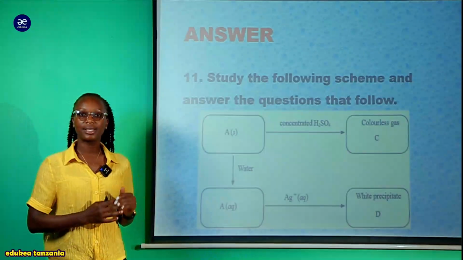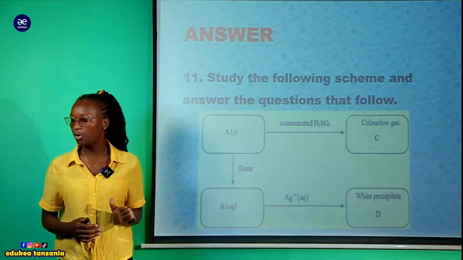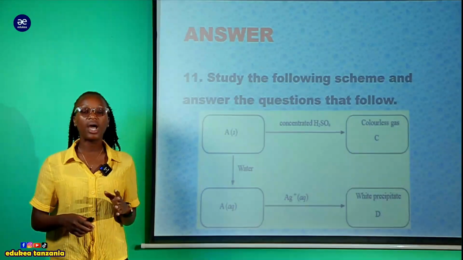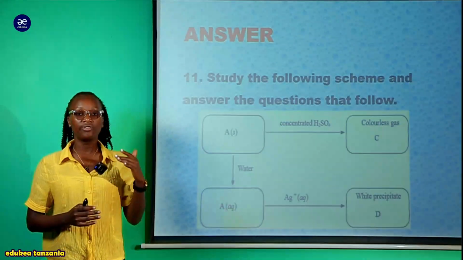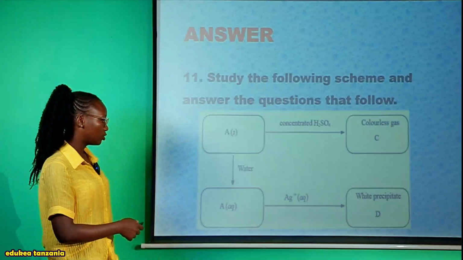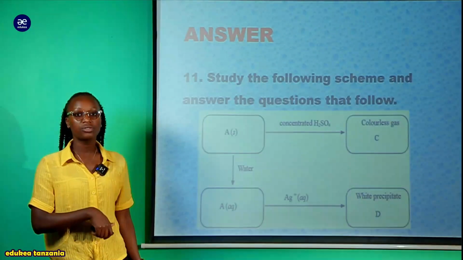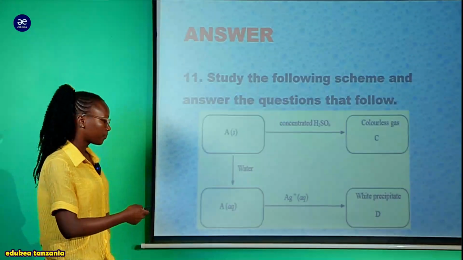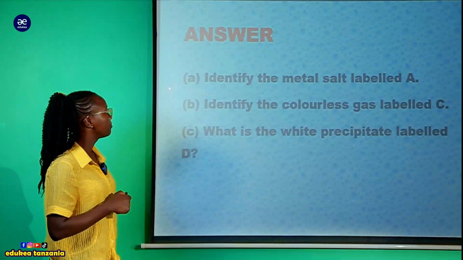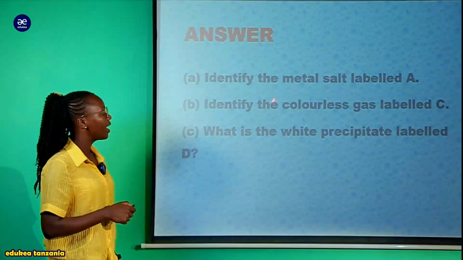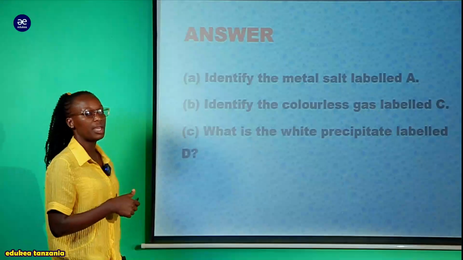Sasa kulingana na hii scheme kuna maswali tofauti tofauti ambayo yana relate na hili swali. Okay, now let us see those questions and finally we are going to see the responses toward our question. So I hope the scheme is clear. Kwa hiyo tunapoenda kwenye maswali moja kwa moja, I hope no any confusion. Okay, now we have part A. Part A of our question states: identify the metal salt labeled A.